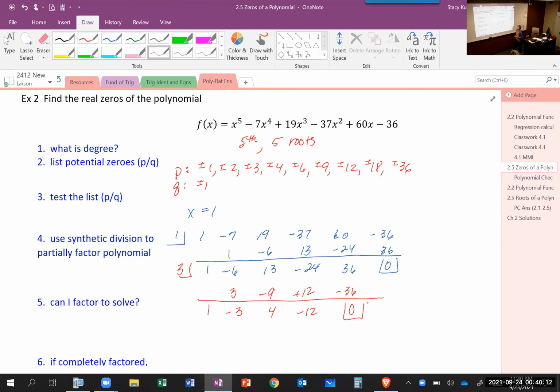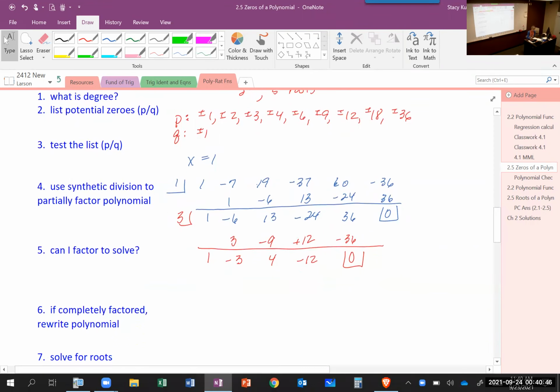Okay. So I did synthetic division again. I end up with these terms right here. So I'm now down to what degree polynomial now? I'm in a third degree polynomial. So what I have here, how many terms do I have? I got 4 terms. So let's kind of take stock of what we've got here.